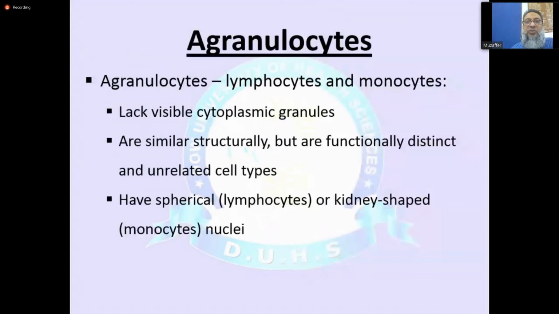Agranulocytes, as I already told you, are the lymphocytes and monocytes. They lack visible cytoplasmic granules, and are smaller in quantity, but the greater part of the cell is occupied by the nucleus. They are similar in structure, but functionally very different, distinct, and unrelated cell types. They are spherical in shape, and mostly the monocytes have a kidney-shaped nucleus, which is very distinctive and easily diagnosed and identified under the microscope.